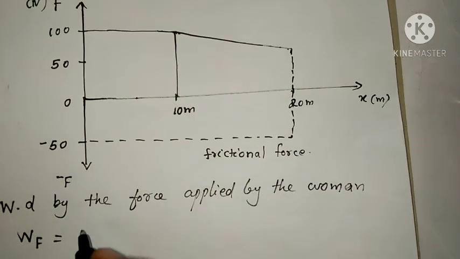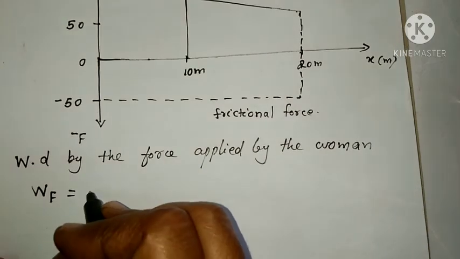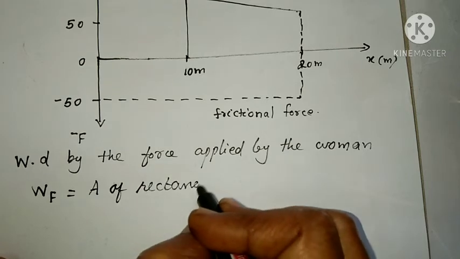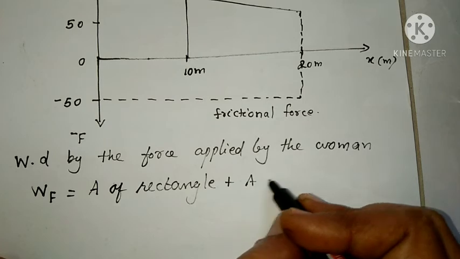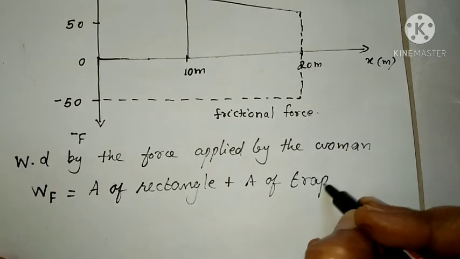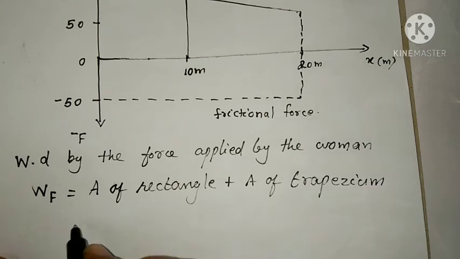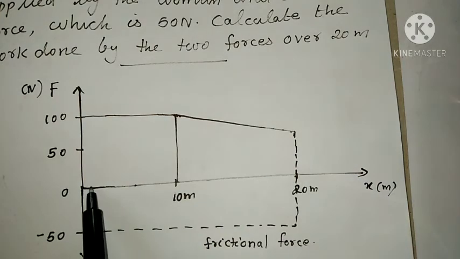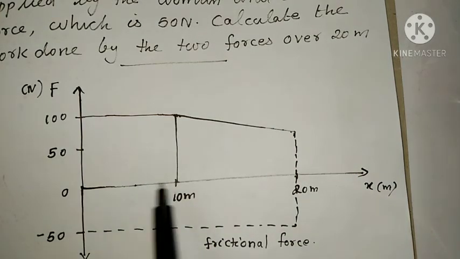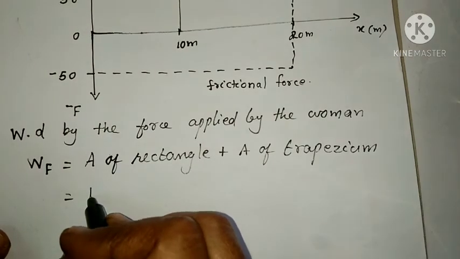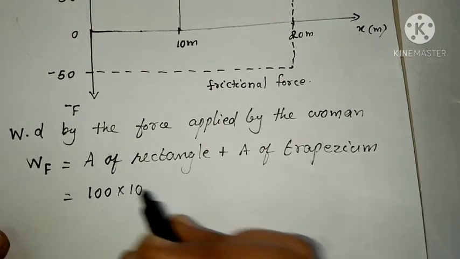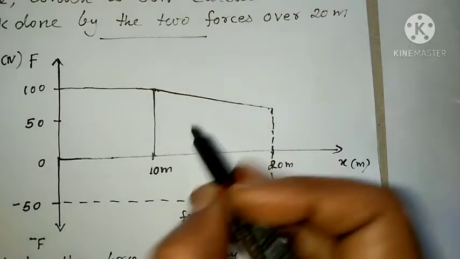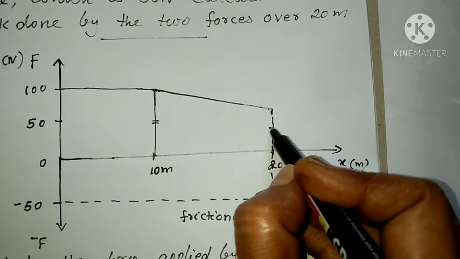So we can write work done by the applied force equal to area of rectangle plus area of trapezium. What is the area of rectangle from the figure? This is 100, the length, and this is the breadth, 10. So 100 into 10, plus the area of trapezium, that is half into the sum of the parallel sides. These two are the parallel sides.